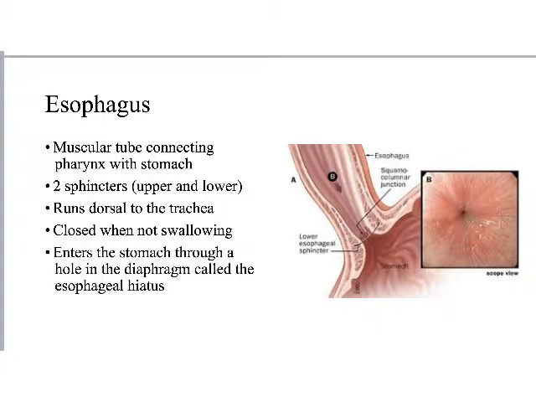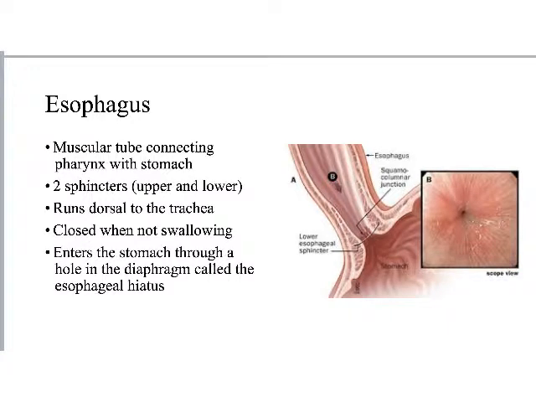If we move down from the pharynx, we get to the esophagus. The esophagus is basically a muscular tube. Its primary function is to move food from your pharynx down into your stomach, and it does that through a rhythmic contraction of the muscle that we call peristalsis. There are 2 sphincters within the esophagus.